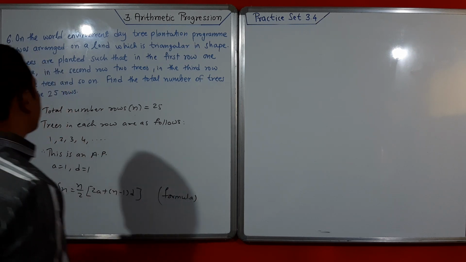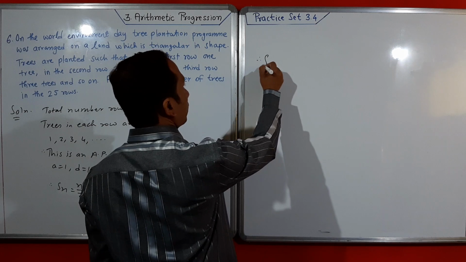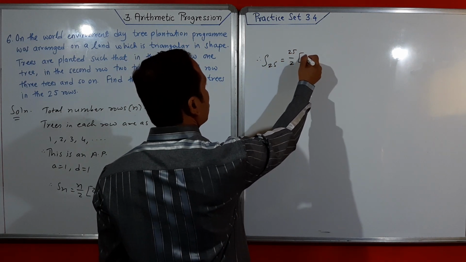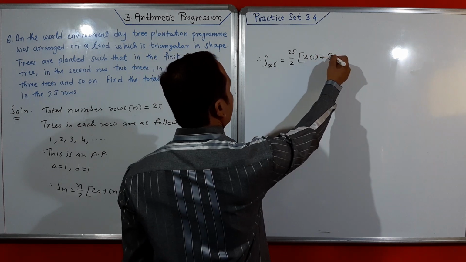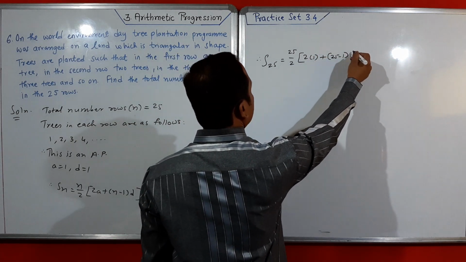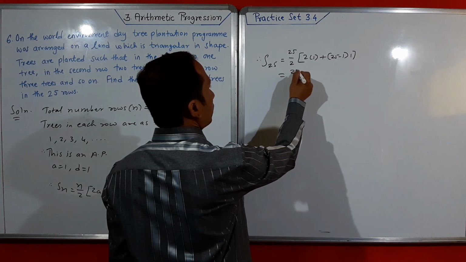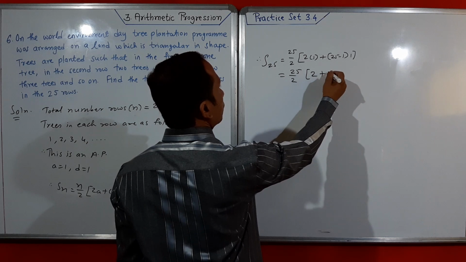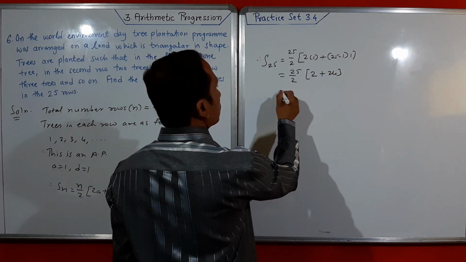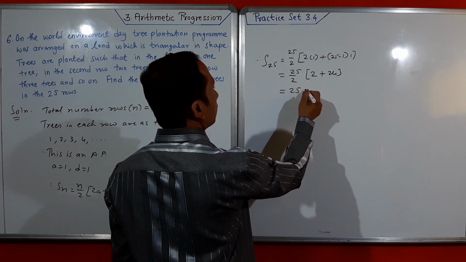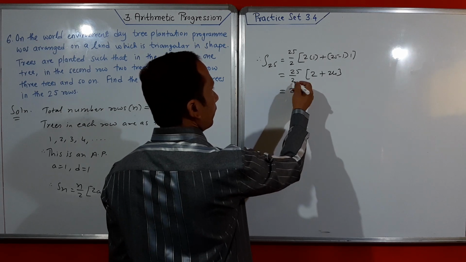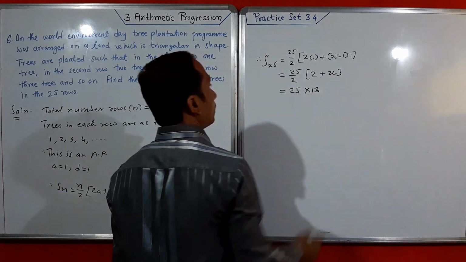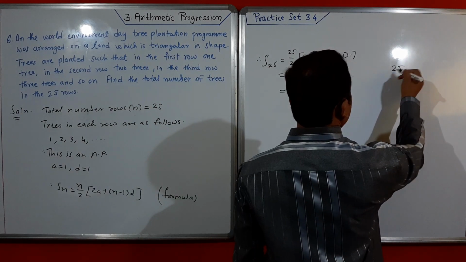Now S25, we have to find. So n is 25, upon 2, in the bracket 2 into 1 plus 25 minus 1 and d is 1. Let's solve. 25 upon 2, and there is 2 plus 24, which is 26, divided by 2, I will get 13. Therefore 25 into 13, we have to solve this.